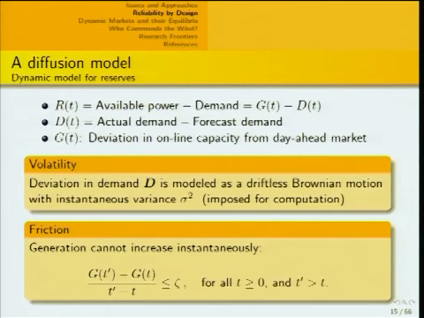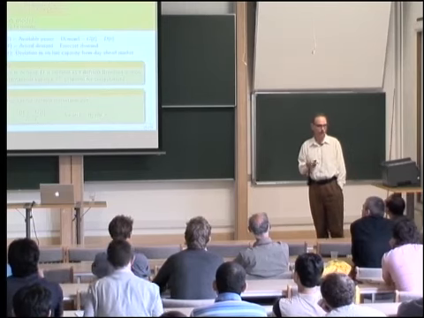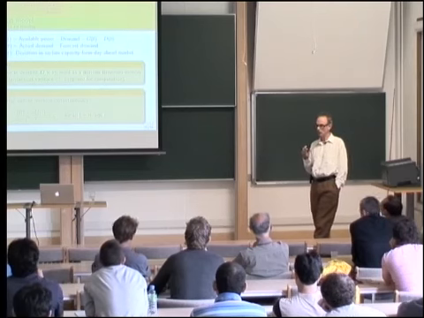And again, I have this assumption of friction, that the generation can't increase instantaneously. I've got this ramp constraint, and I'm only imposing an upper ramp constraint here. Again, I could impose lower ramp constraints as well. The problem would get much more complex.